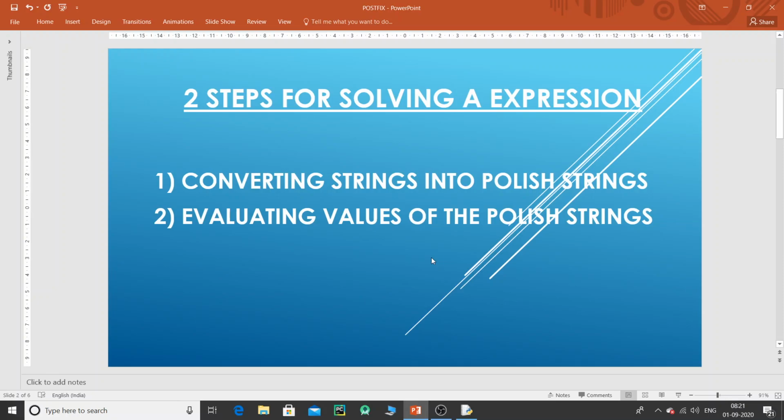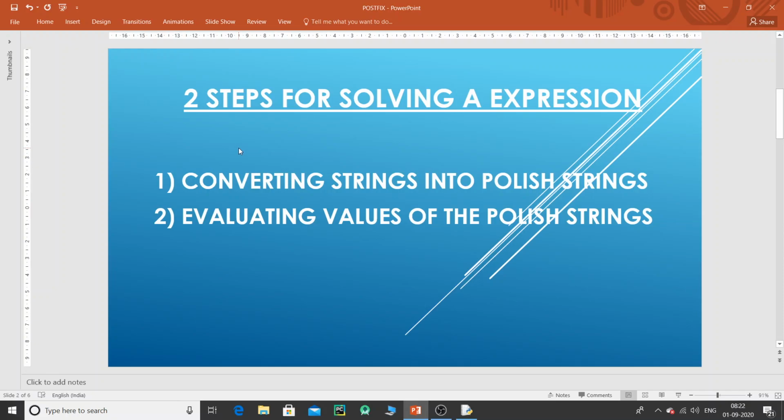Now please understand that a computer or the interpreter, the system software, is going to perform these two operations for solving the expression. The first step will be converting the strings into polish strings, that is converting that into prefix or postfix. And then the second step is going to be evaluating the values of the polish strings. These are the two steps that the computer performs internally for solving an expression. Today we are going to understand the first step, that is converting the string into polish strings.